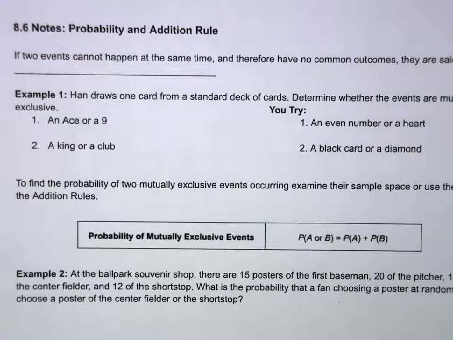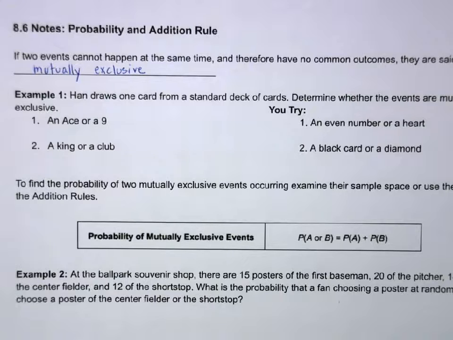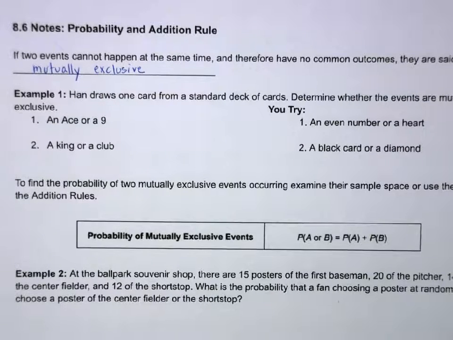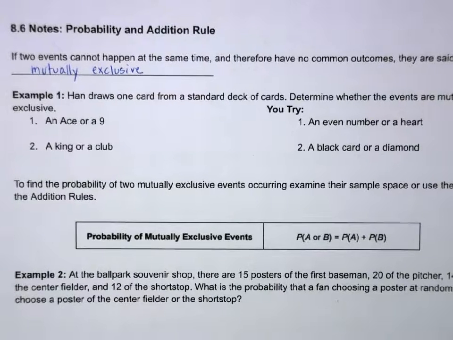In today's video, we're going to talk about probability and the addition rule. Two events that cannot happen at the same time, therefore do not have any common outcomes, are said to be mutually exclusive. So let's determine if an event is mutually exclusive.